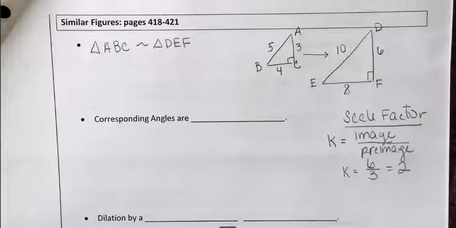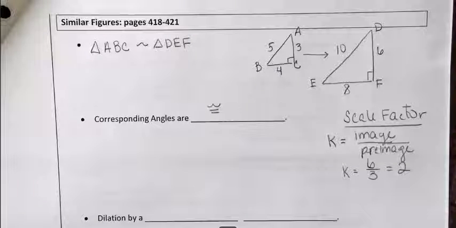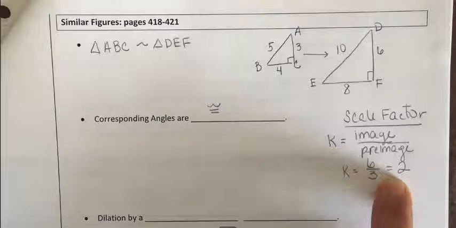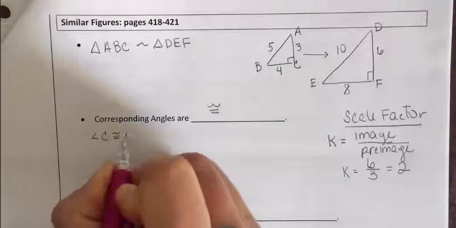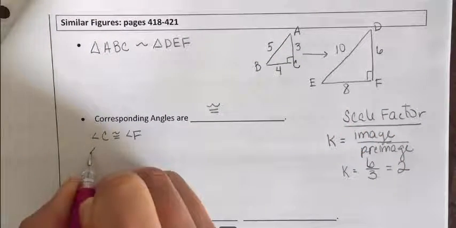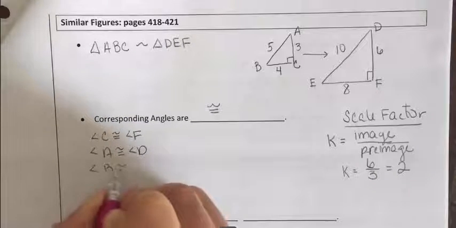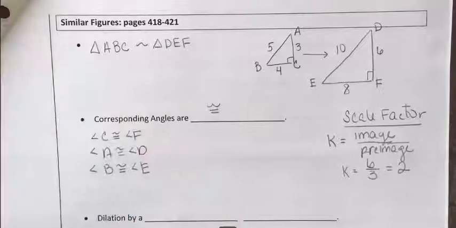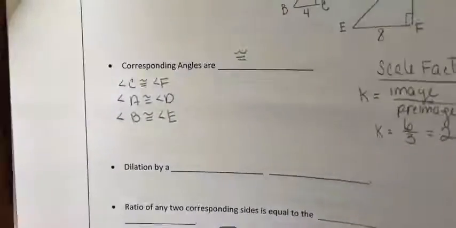All right, corresponding angles in similar polygons are going to be congruent. That's what keeps the two polygons the same shape. They're just different sizes, again, because we have the scale factor that's being multiplied to every single side. So I can say that angle C is congruent to angle F. Those are actually our right angles. I can also say angle A is congruent to angle D, and angle B is congruent to angle E. Okay, so this is just writing out which angles are congruent, so congruent angle statements.